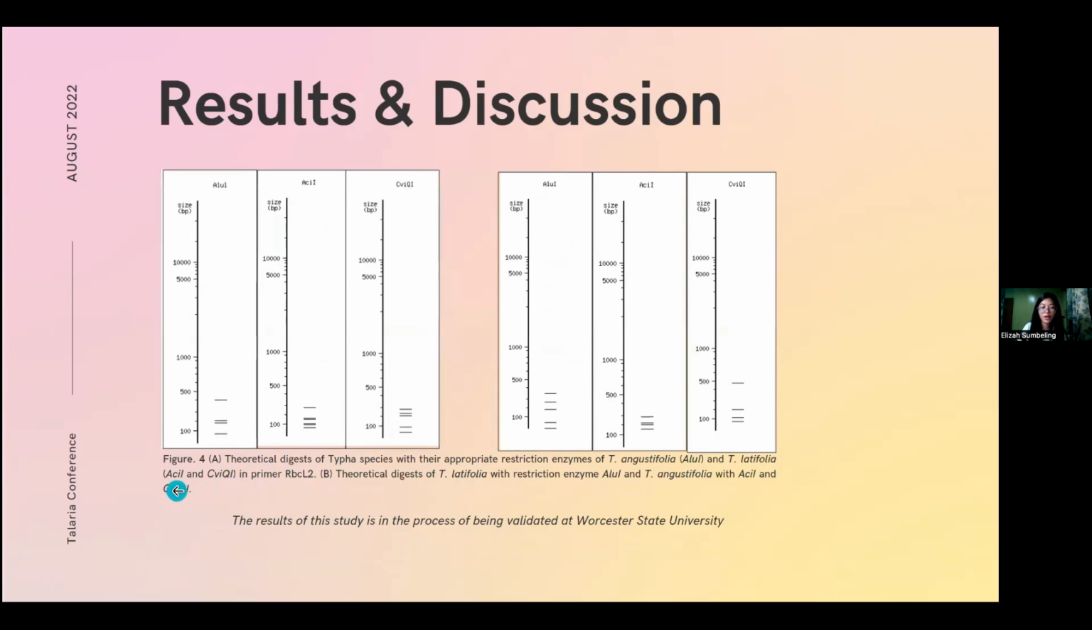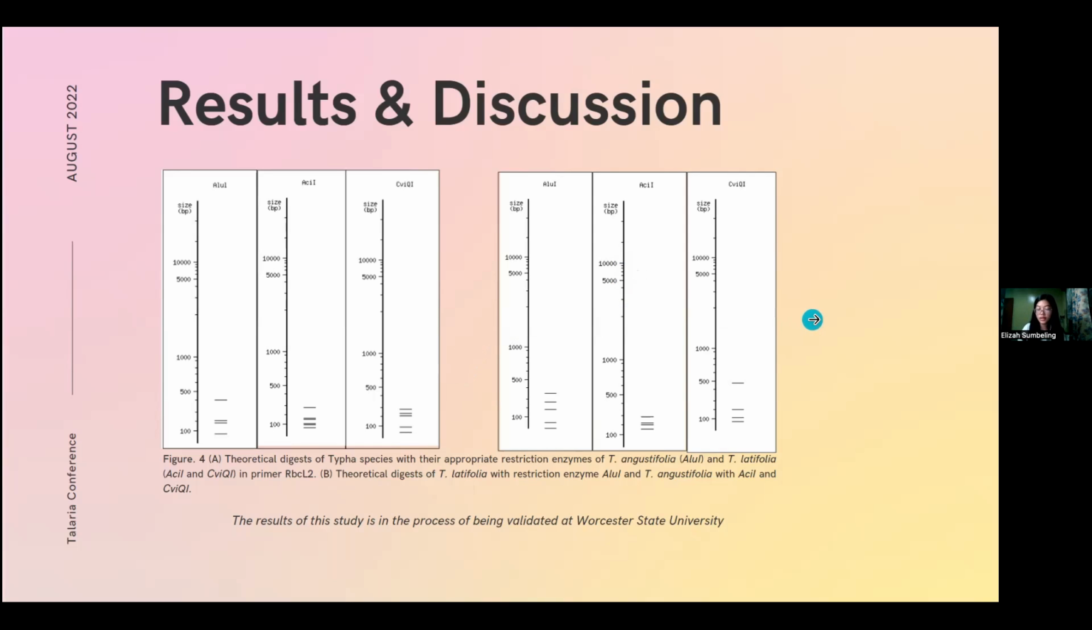And for figure 4, here at the left side, we have the theoretical digests of Typha species with their appropriate restriction enzymes. And on the right side, the species with restriction enzymes that are not appropriate. So the different banding patterns acquired from the digestion of T. angustifolia and T. latifolia can be used as markers for reliable species-specific identification without any need for costly nucleotide sequencing.